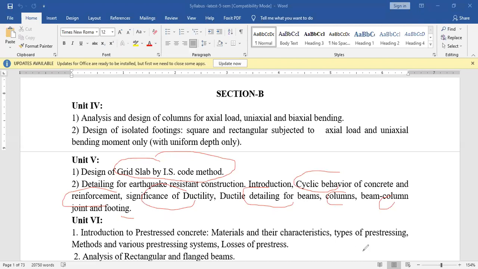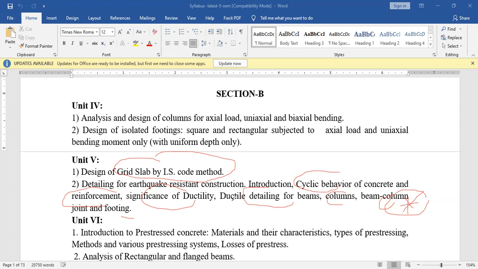This beam column joint is a very important one. Most of the time, if suppose the joint gets failed, then definitely that particular structure may collapse. So beam column joint is definitely of major significance. And then ductile detailing, as I said, means that first of all, you do not want your structure to collapse. That's the first part.